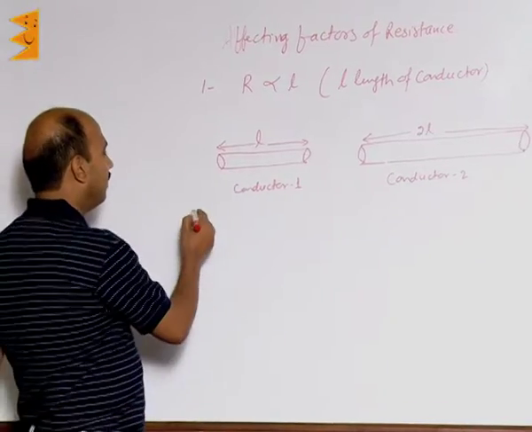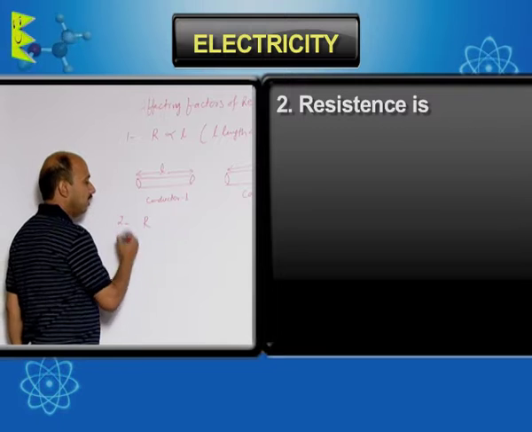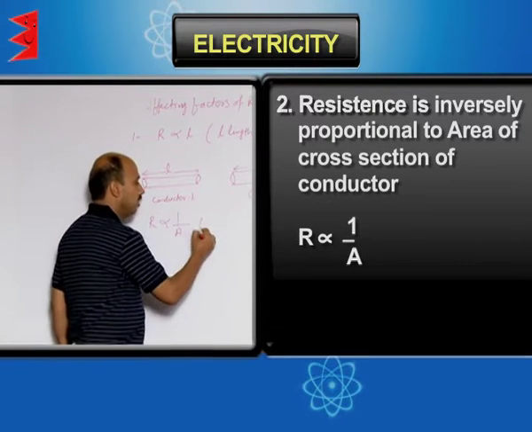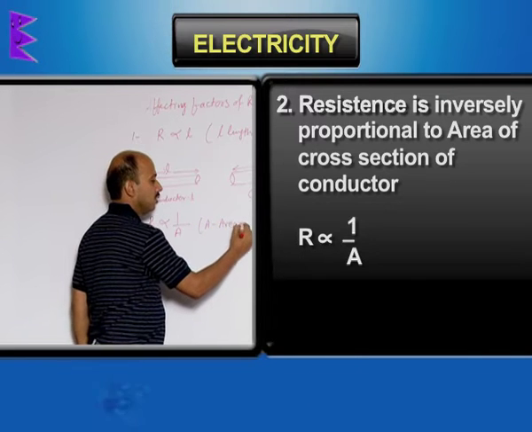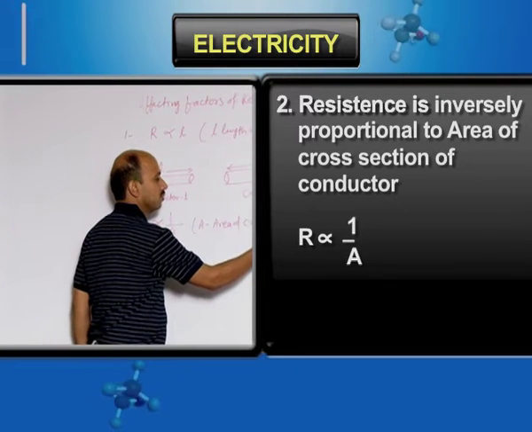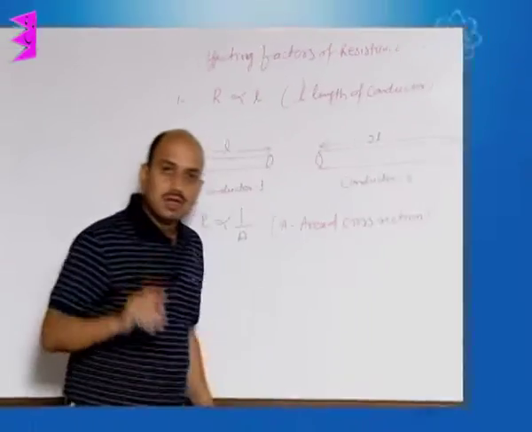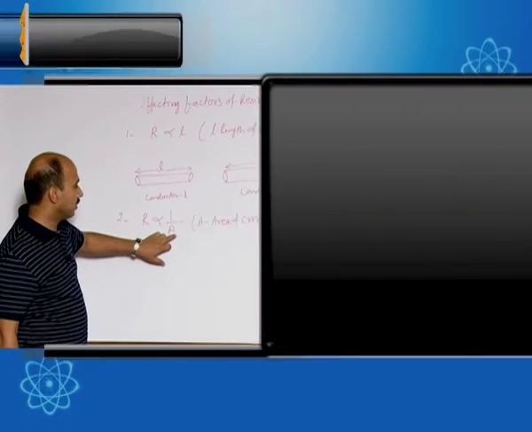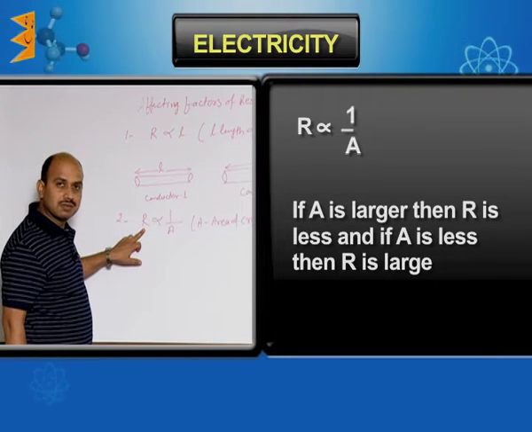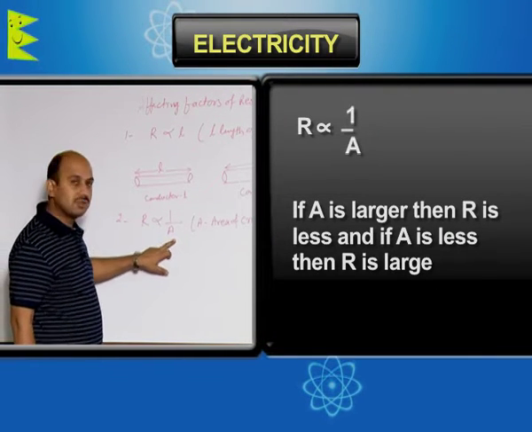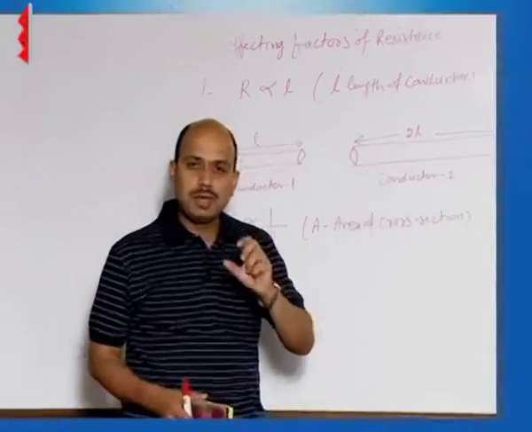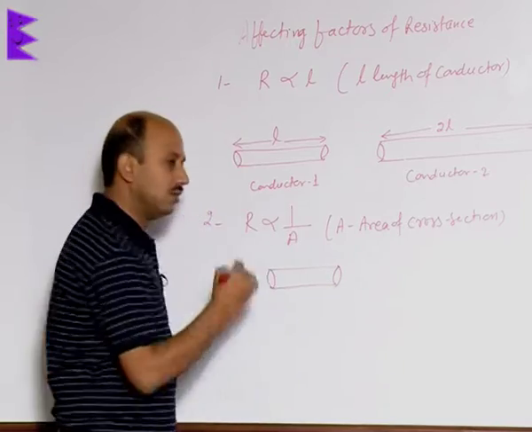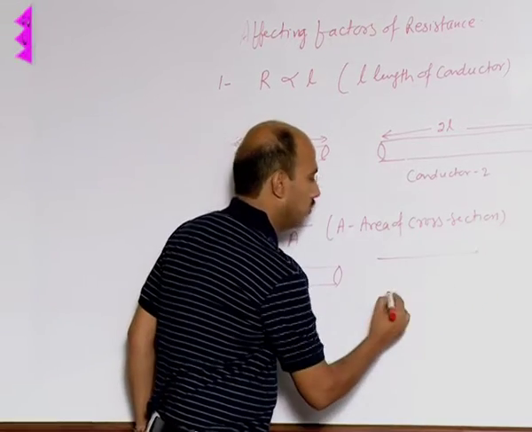Now, see another factor here: resistance is inversely proportional to A. A stands for area of cross section. So, here resistance is inversely proportional to area of cross section. If area of cross section is large, resistance is less. If area of cross section is less, resistance is large. Take two conductors of the same length having different area of cross section.